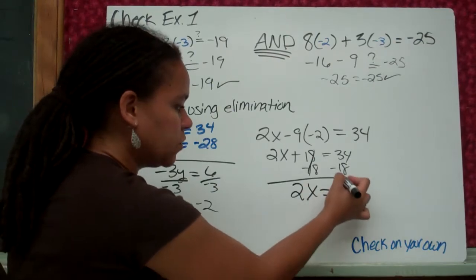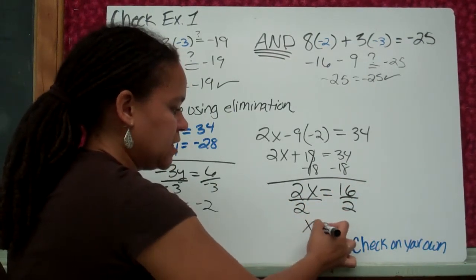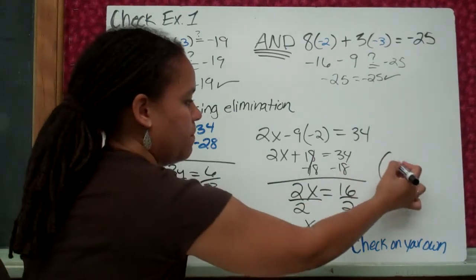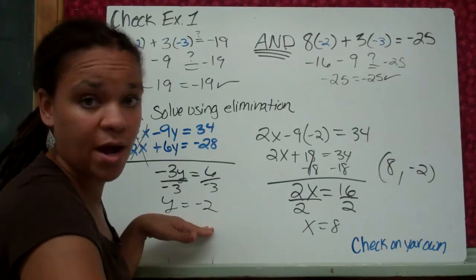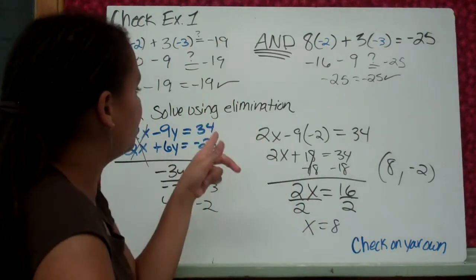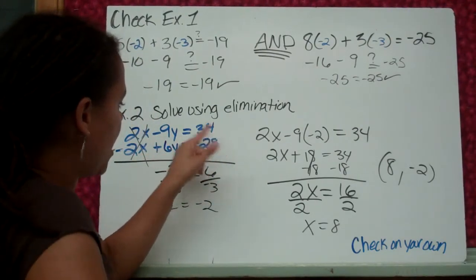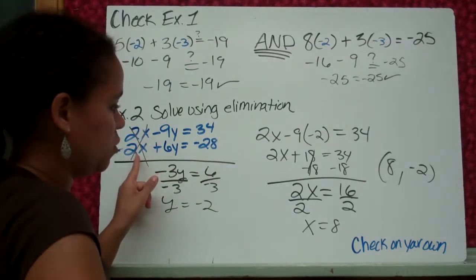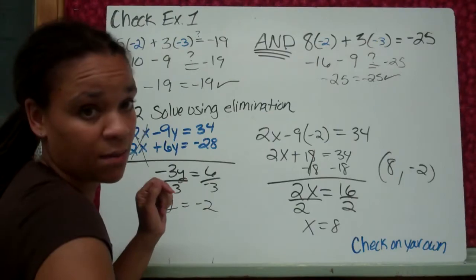2x is equal to 16. Divide by 2, divide by 2. X is equal to 8. So my ordered pair, 8, negative 2. Make sure you put the x first, then the y in the ordered pair. I want you to go ahead and check that one on your own and see if you came up with the same answer. You should plug it in for x here and y here, get 34. You should plug 8 in for x here, negative 2 in for y here, and you should end up with negative 28.